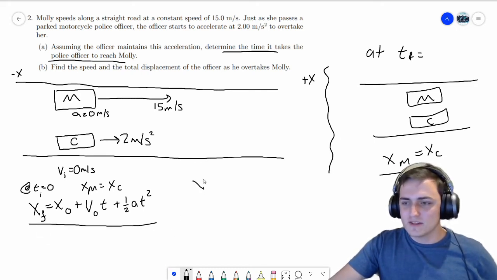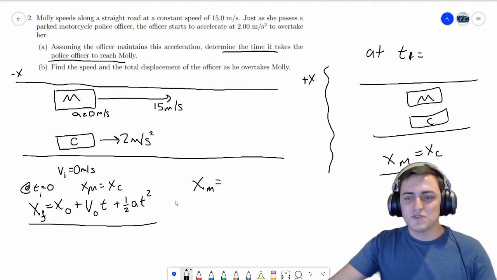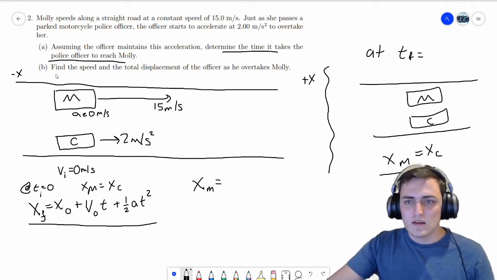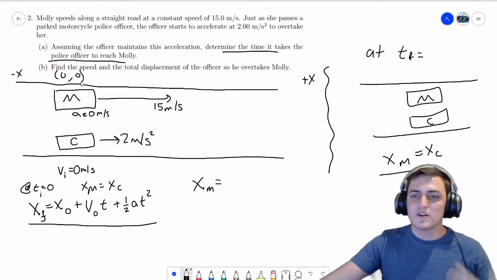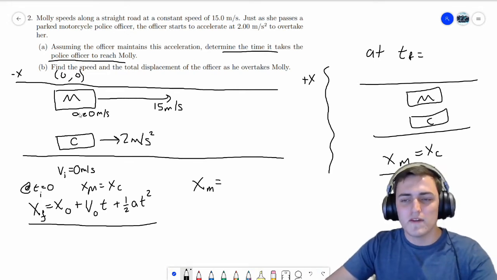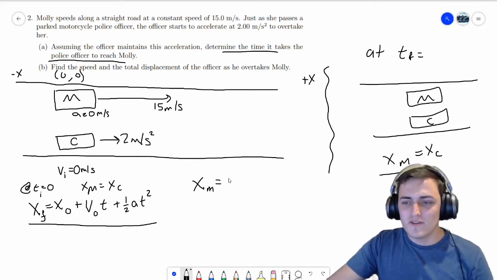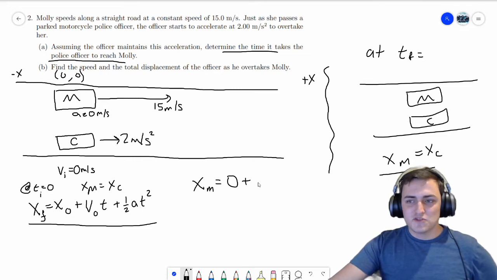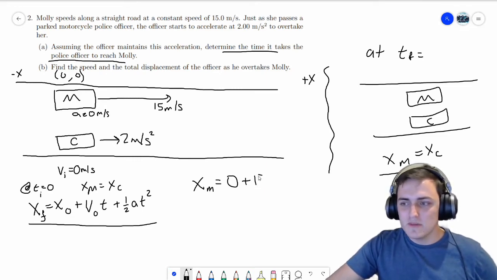Now let's see what Molly's position is. Molly's initial position, x sub 0: since we can pick where the origin is, we're going to say that's where Molly and the cop start. That means they both have initial positions of 0. Now Molly has an initial velocity of 15 meters per second.